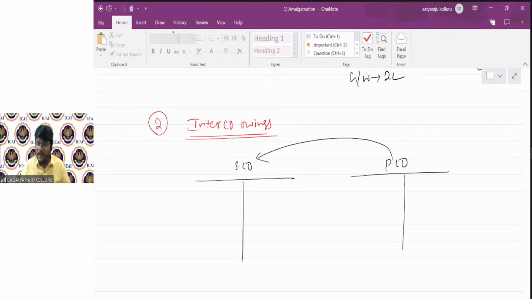Sir, as usual, whenever the purchasing company is selling goods to the selling company, it adds 10% profit. Let us assume the purchasing company is selling goods costing 1 lakh. Now it adds the profit of 10%, which means 10,000. So the total selling price comes to 1.1 lakh, that is 1 lakh 10,000. Now all of this occurs on a credit basis, let us assume.